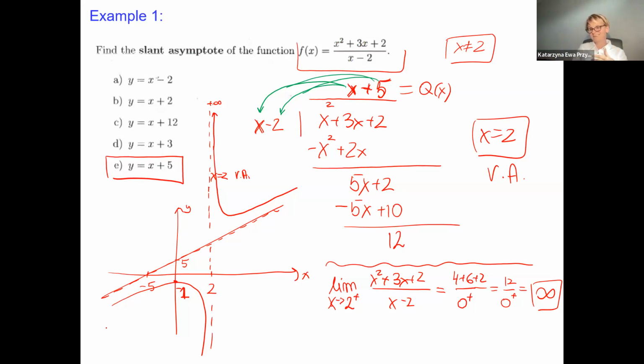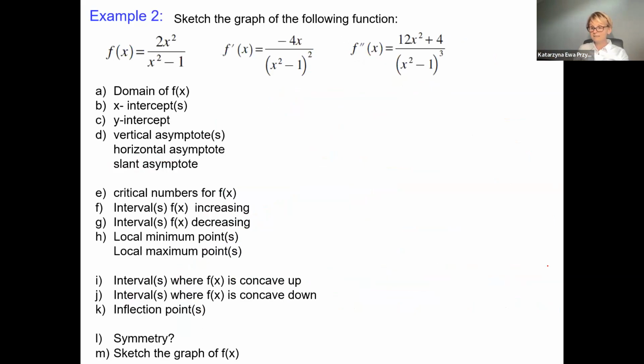Okay, slant asymptote was the point. The side question was the vertical asymptote, because of the infinity. Excellent. Let's maybe take this function and let's go through and get the graph.